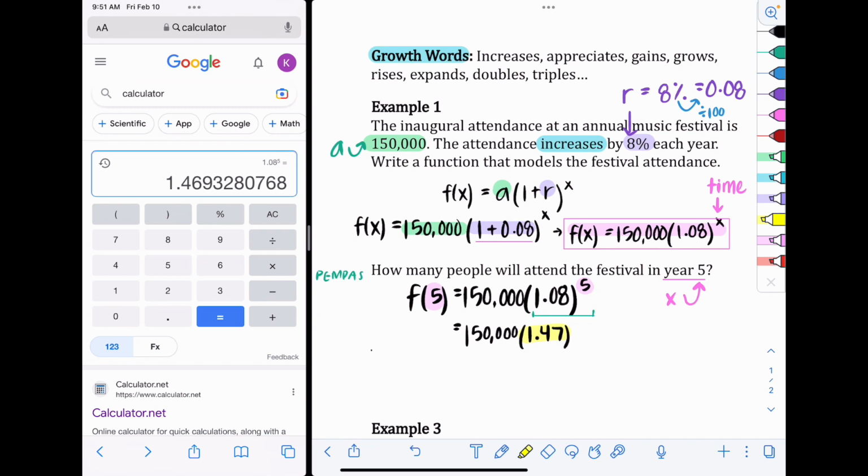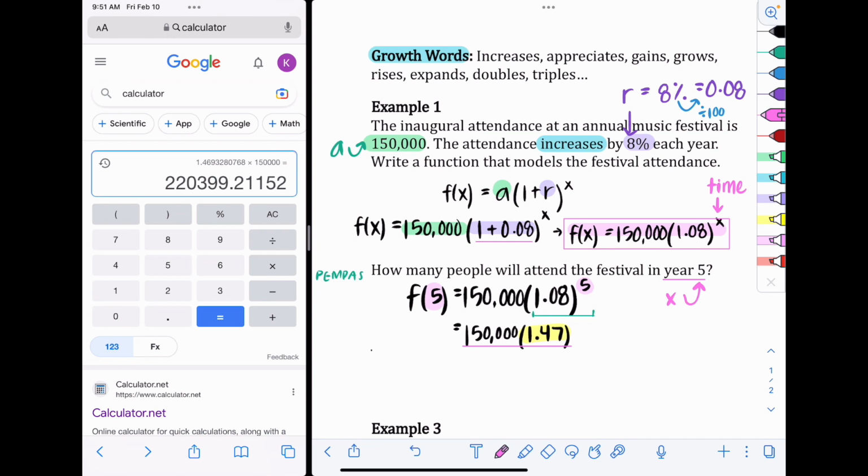So now I have to take that 1.47-ish, that long decimal, and multiply it by 150,000. So I'll just keep it in my calculator, hit the multiplication button, and then times 150,000. And then hit equals, and it's 220,399.